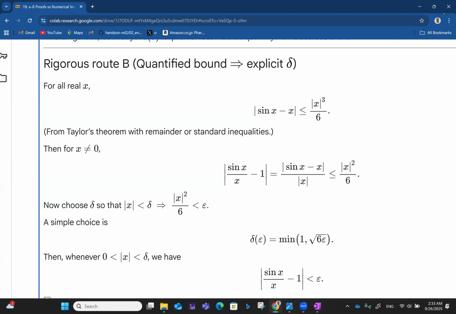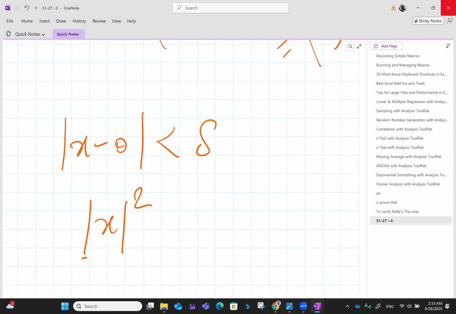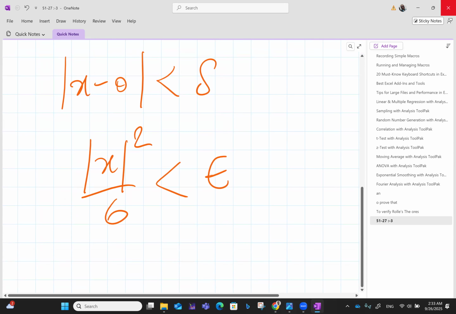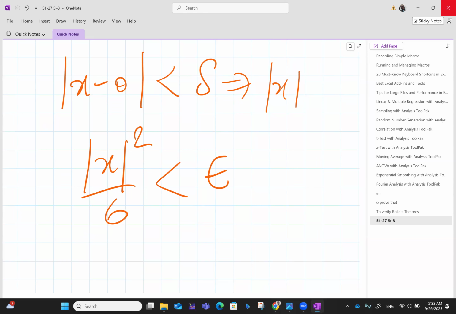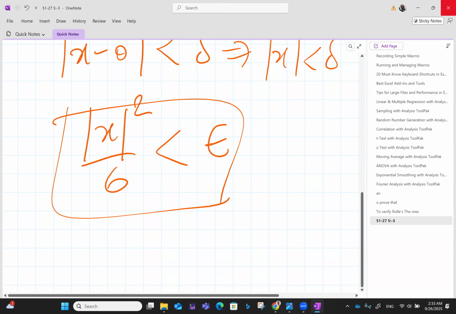This whole expression now is less than or equal to absolute value of x squared over 6. So what this one should have been is absolute value of x squared over 6 is now less than epsilon. Because this is the same thing as absolute value of x less than delta, we want to get x out of this now.